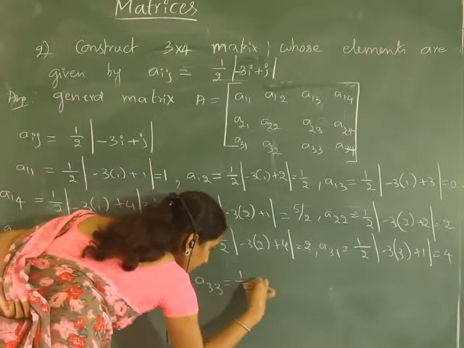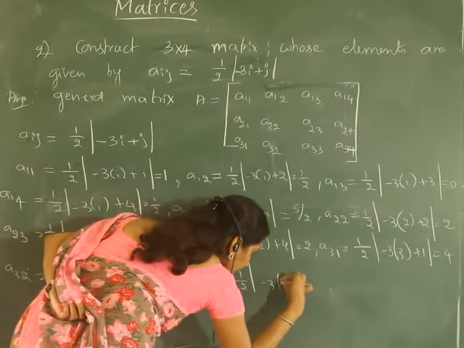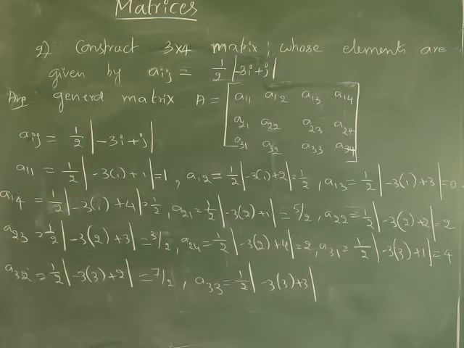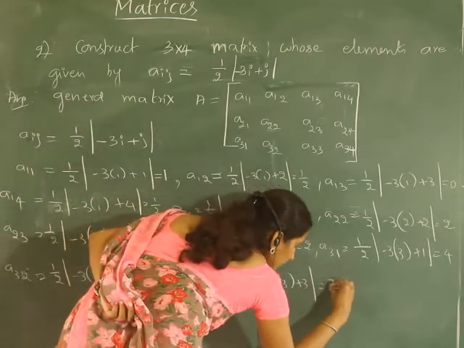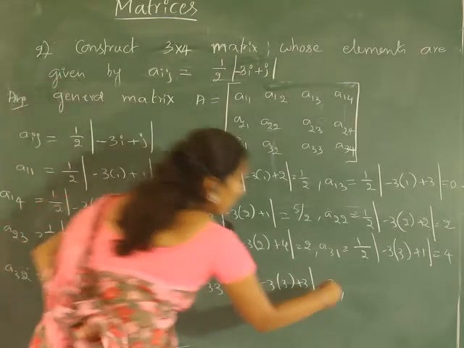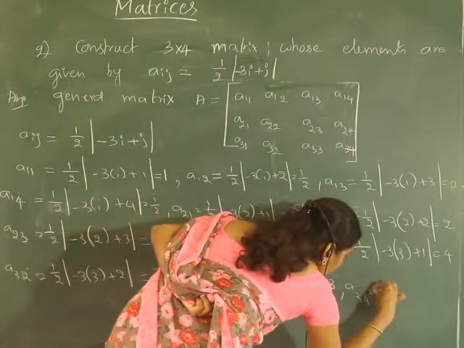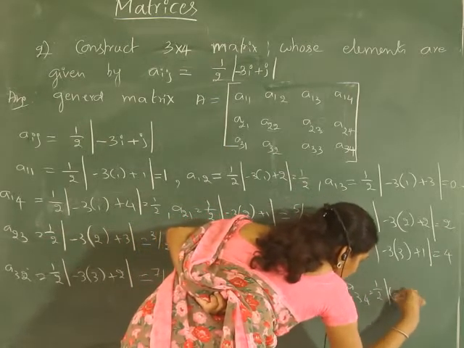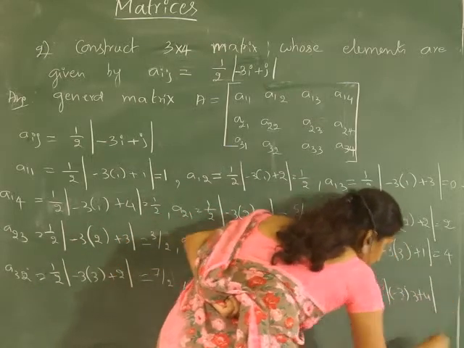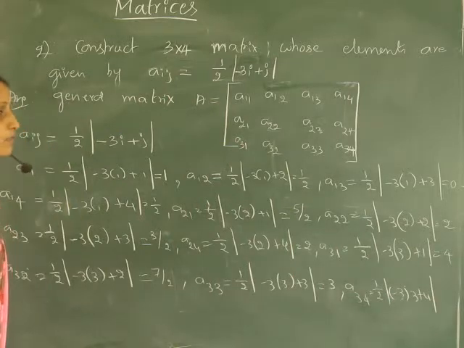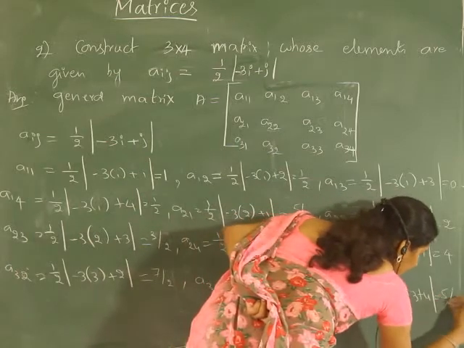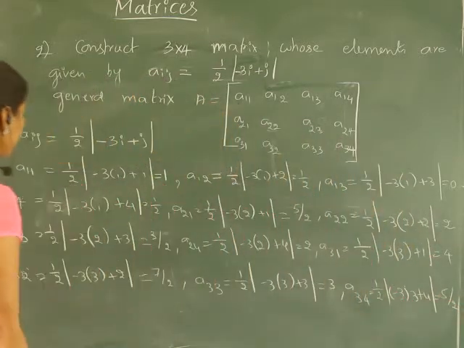A33 is half into minus 3 plus 3. So minus 9 plus 3 is minus 6 by 2 is 3. So hence it is a modulus, so we are taking only the positive value. Next, A34 is half into minus 3 into 3 plus 4. So 9 minus 9 plus 4 is minus 5. Modulus will be plus 5. So it is 5 by 2.